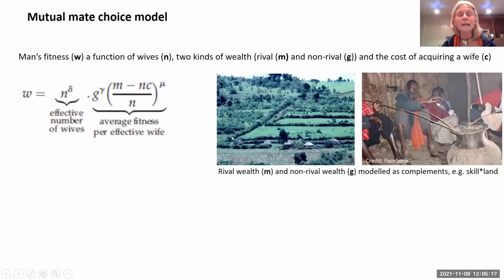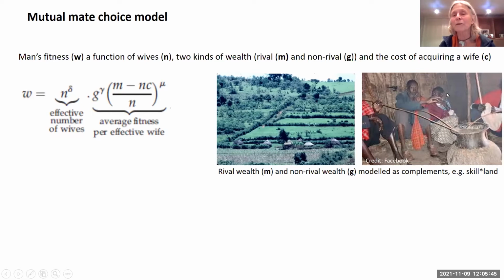So rival wealth is something that if I have it, like a cow, my co-wife doesn't, whereas non-rival wealth is stuff that we can share. We can think of this in terms of maybe our husband's relational capital or his social capital, or, quintessentially, of course, his genetic quality, something that is not diluted for each of us.